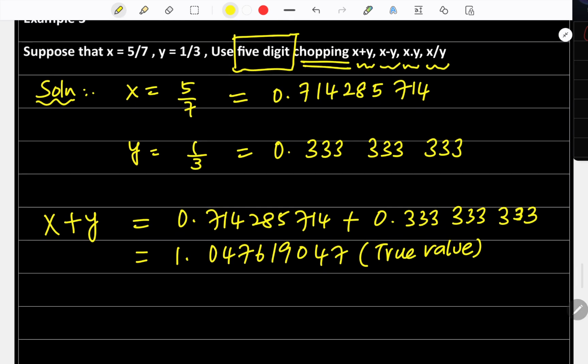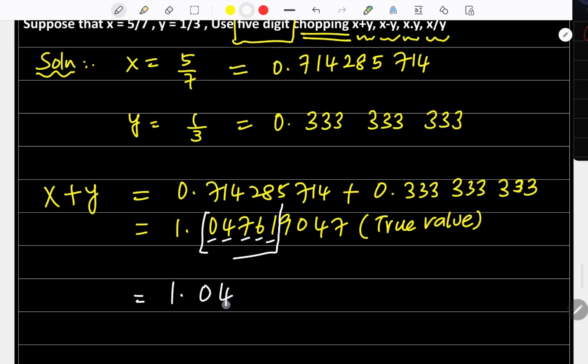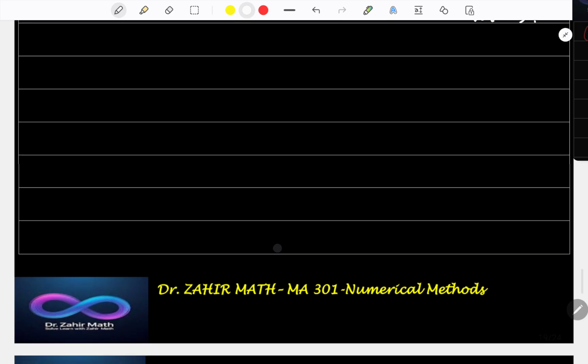Chopping, how many decimals? 5 decimals they are asking. 1 2 3 4 5. Cut it here. Chopping, you know, chopping vegetables, cutting. So 1.04761. This is by chopping. How many decimals? 5 decimal values, right? Let's go with x minus y.